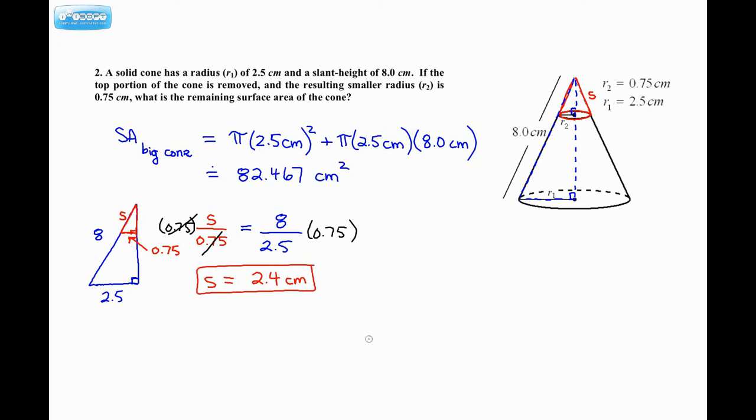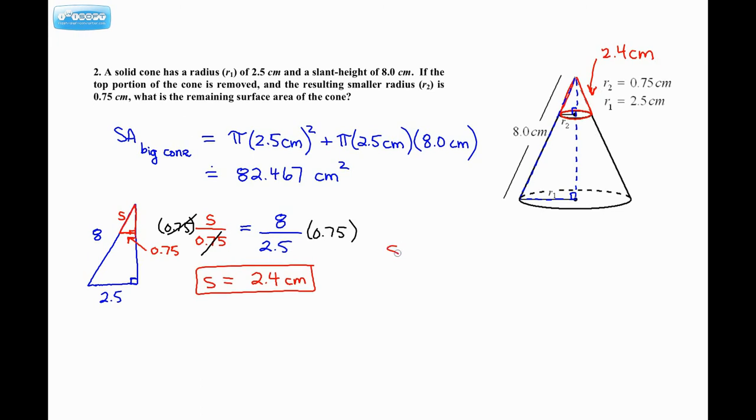So I'm going to label this now. I'll get rid of that S, and I'll label this slant height. It's an ugly arrow. This is 2.4 centimeters. So now I can determine the surface area of the little red cone. Surface area of small cone equals pi times the radius squared plus pi times the radius again times its slant height, which I've calculated as 2.4 centimeters.